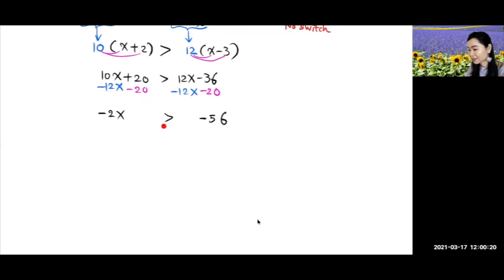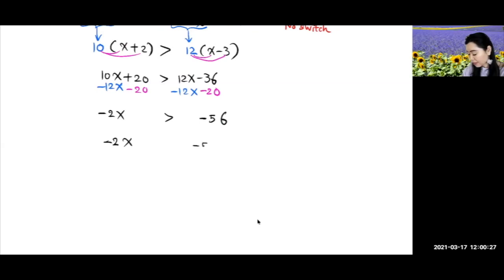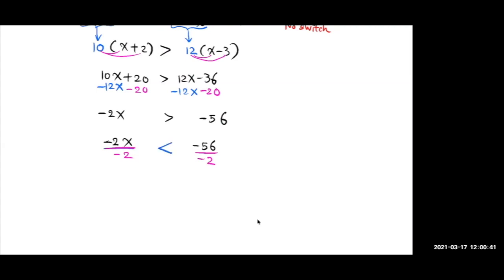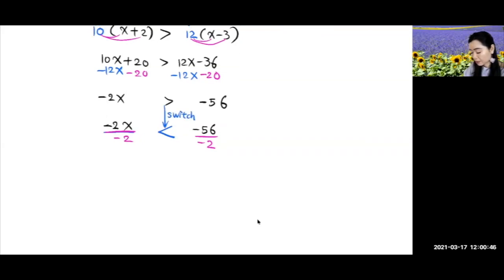Now what do I do? Divide by negative 2. Yes. So divide by negative 2 on both sides. Then do I switch the inequality sign here? Yes. So you switch. Now this is x less than 28. So x is less than 28.